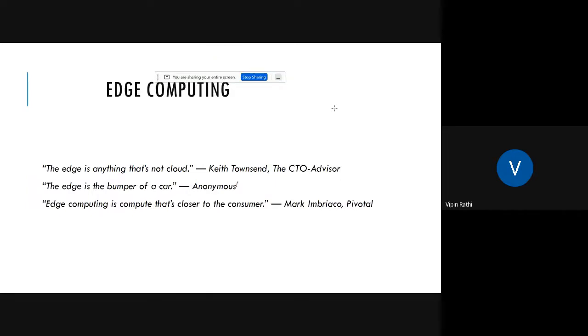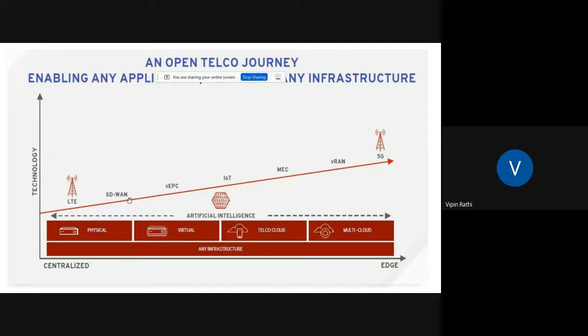Before I start again, I want to give you a little introduction, especially about edge computing, because due to edge computing, the whole centralized nature of networking is now shifting towards a more distributed nature, and that's why distributed computing is so important in terms of edge. Edge computing is compute that's closer to the consumer. Some people say it's the bumper of a car or something. Edge is anything that's not cloud. By this example, we can understand what's going on in the networking world. From a more centralized approach, we are moving towards a more decentralized approach in terms of edge computing.